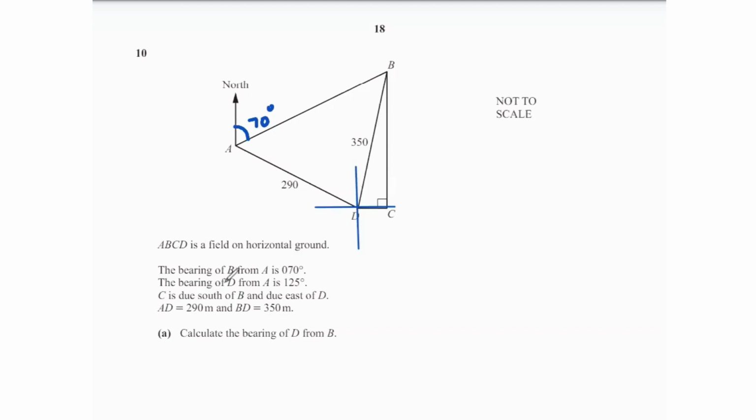Bearing of B from A. So all of this is 125. Then it says C is due south of B and due south of D. AD is 290 and BD is 350 meters. Calculate the bearing of D from B.